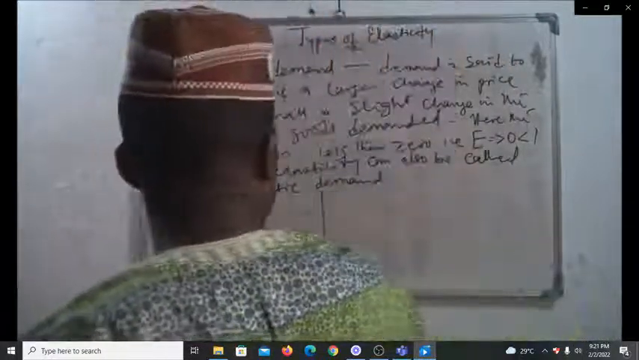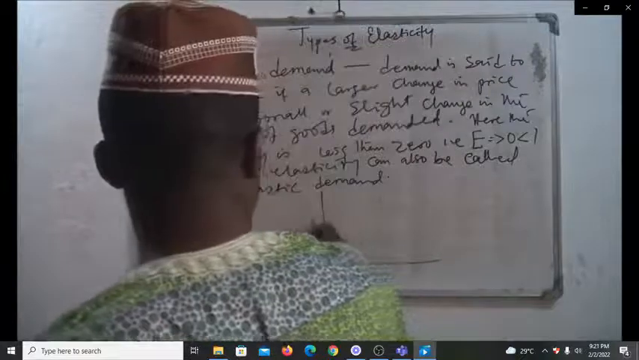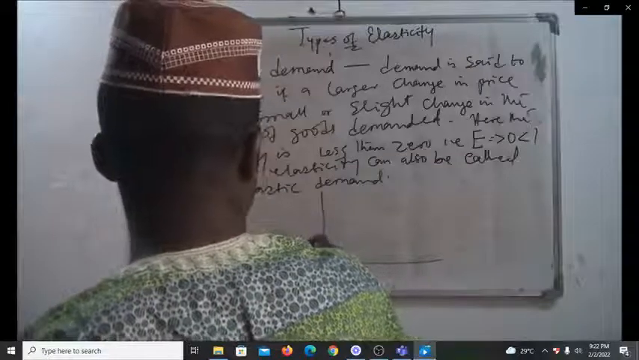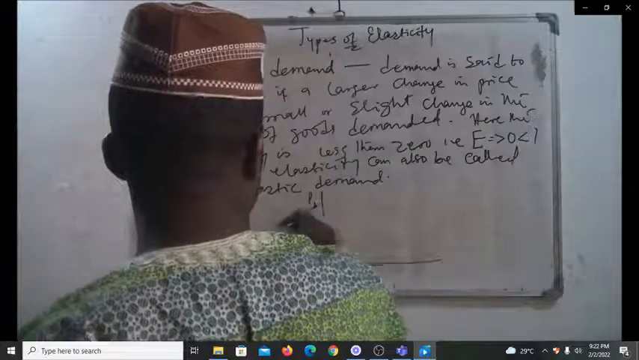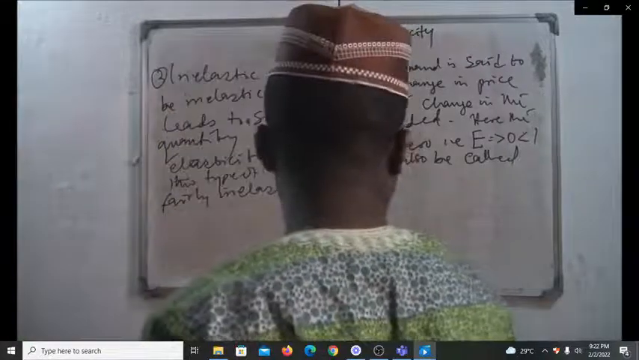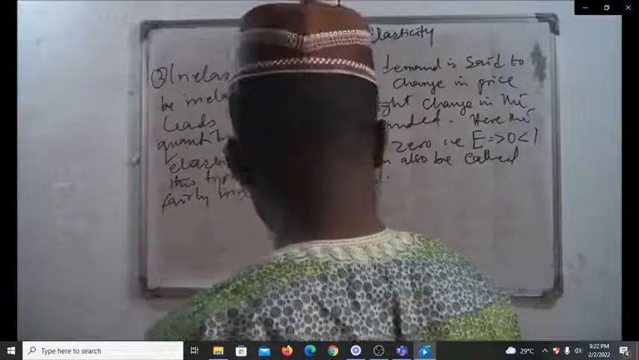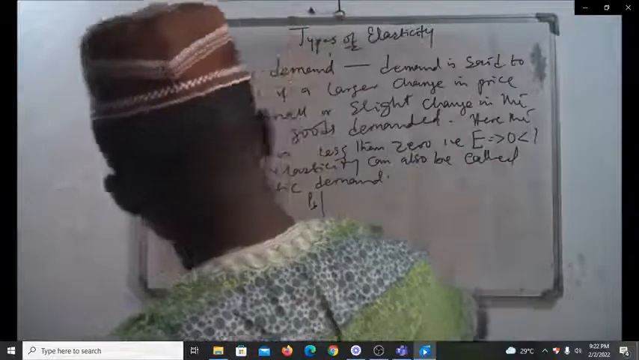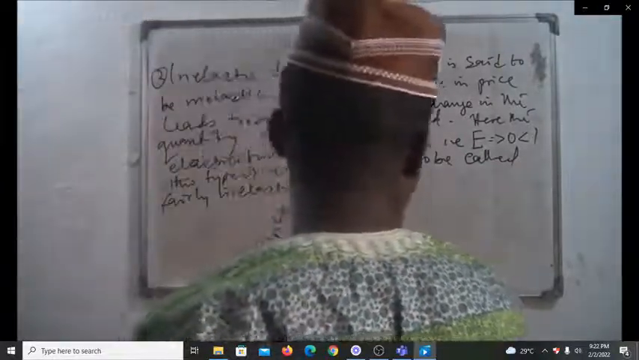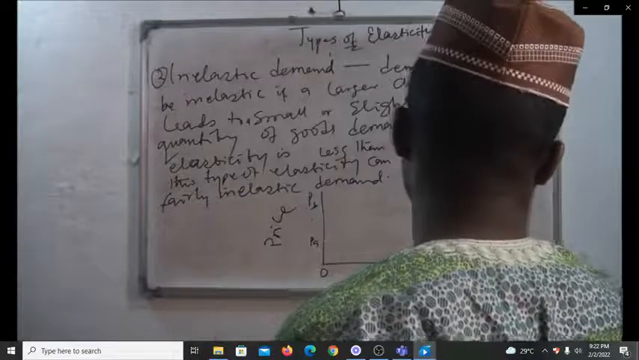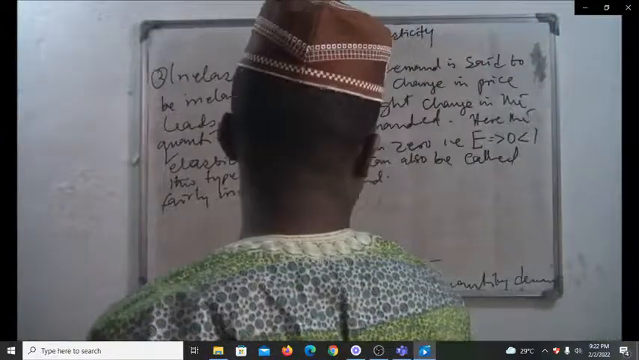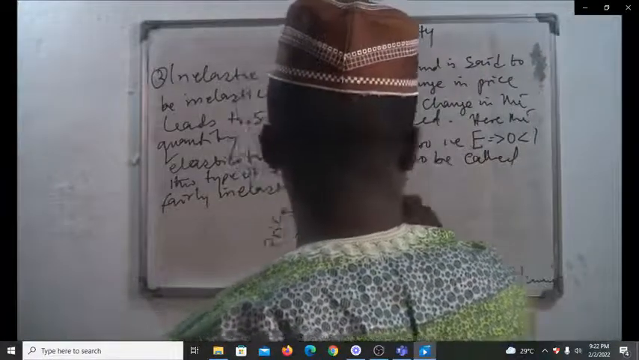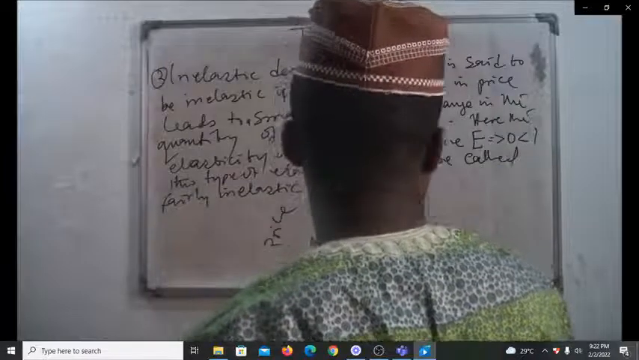So it can also be plotted on a graph like the other one. That will have PA and PB. I will have Q, QA and QB. Understand? Here we have the price, and here we have the quantity demanded. So when the price moves from PA, given a quantity of QA, to PB, given a quantity of what? QB.